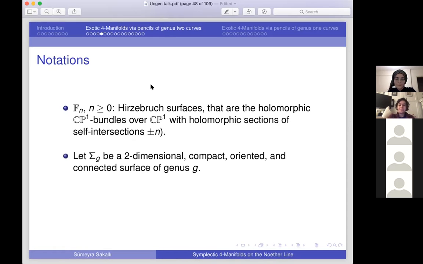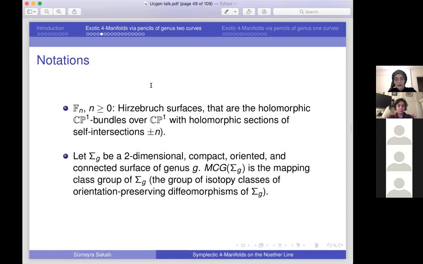And another notation, Sigma_g, as usual, it denotes a two-dimensional, compact, oriented and connected surface of genus g. And MCG of Sigma_g is the mapping class group of that surface. So it is the group of isotopy classes of orientation preserving diffeomorphisms of your surface. And it is also known that such a group is generated by Dehn twists. On your surface, you consider standard simple closed curves, and the Dehn twists give us generators of that group.